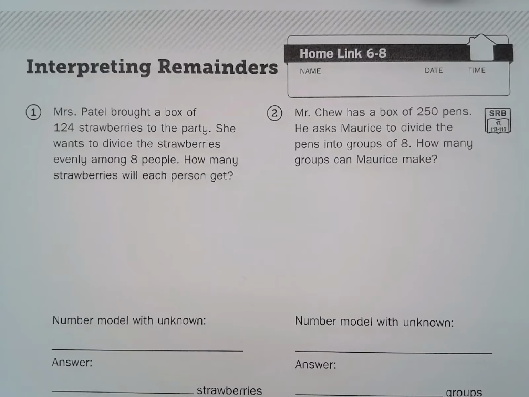Interpreting Remainders. So this is very similar to what you did in your Everyday Math Journal today. Number one, Mrs. Patel brought a box of 124 strawberries to the party. She wants to divide the strawberries evenly among 8 people. How many strawberries will each person get?